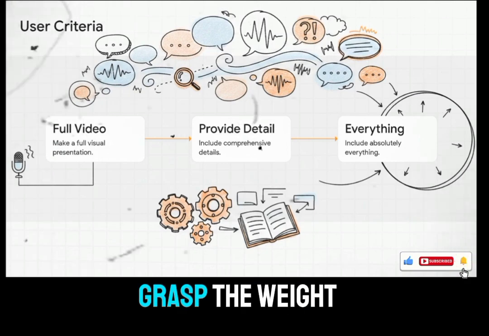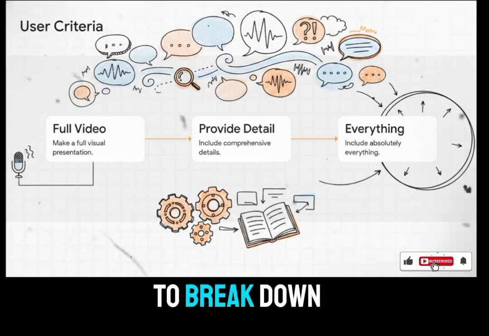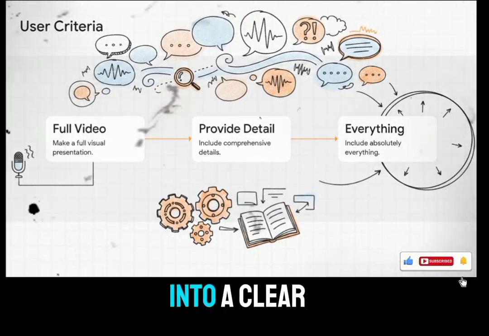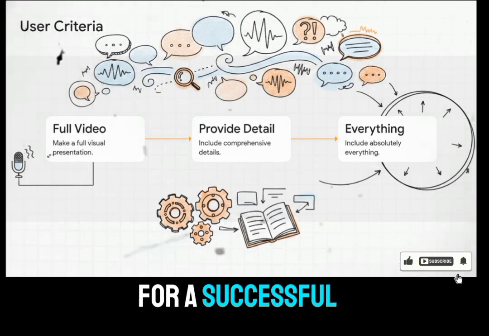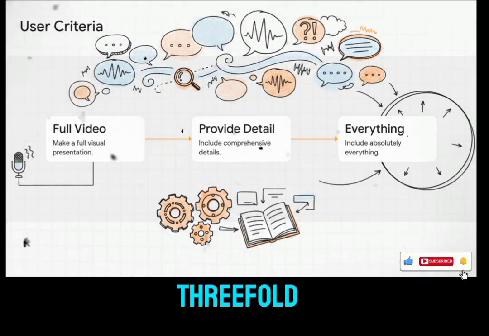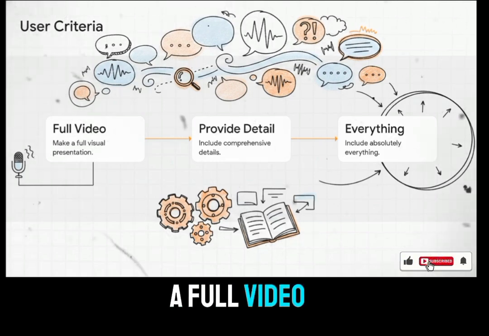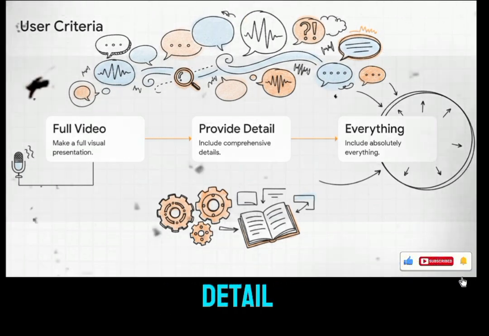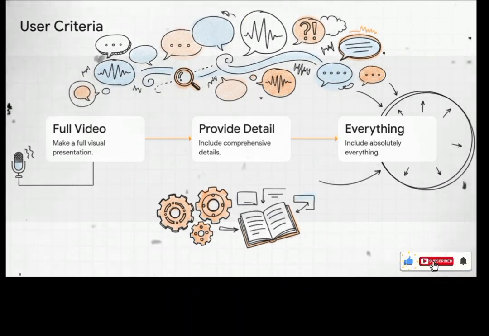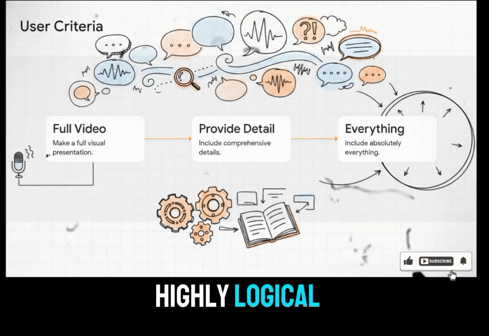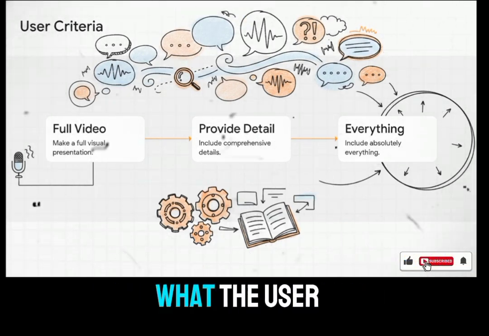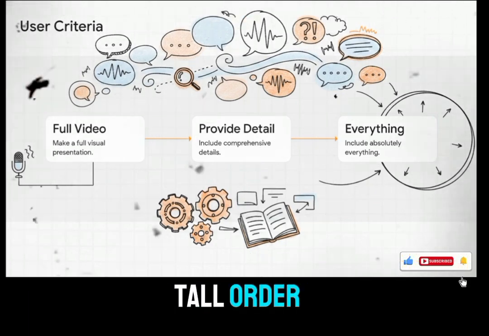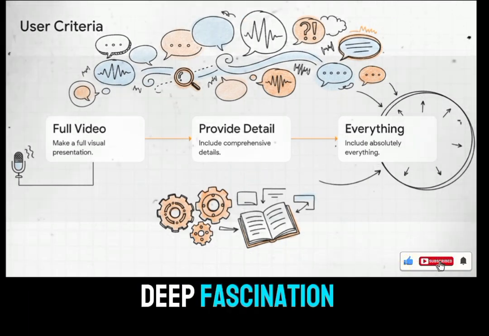And to truly grasp the weight of this request, we really have to break down that final run-on clause into a clear, structured English framework. The user's criteria for a successful answer are basically threefold. Step 1, make a full video. Step 2, provide detail. Step 3, include everything. By imposing this highly logical English language numbered list onto their breathless demand, we showcase exactly what the user expects. It's a pretty tall order, but it's clearly born out of deep, deep fascination.